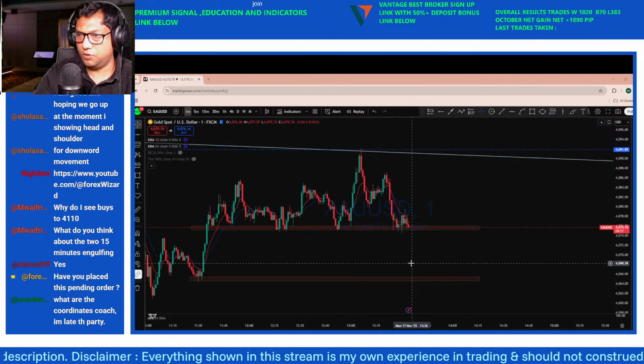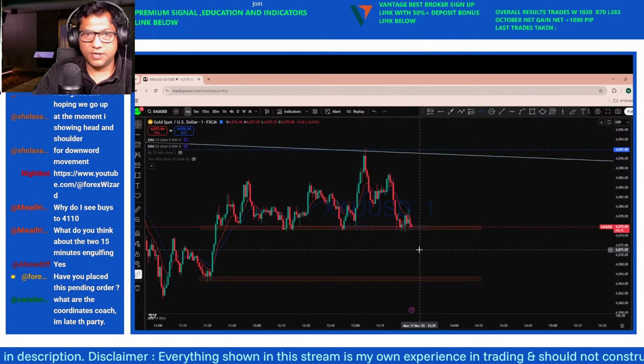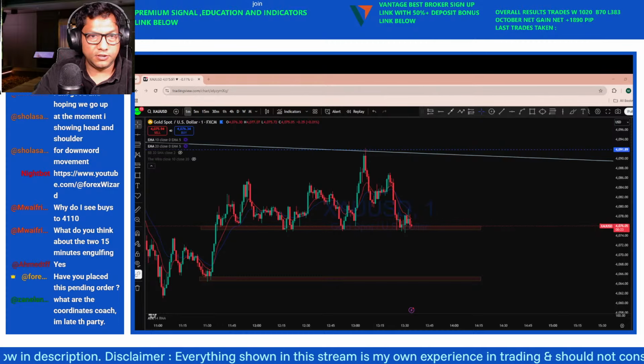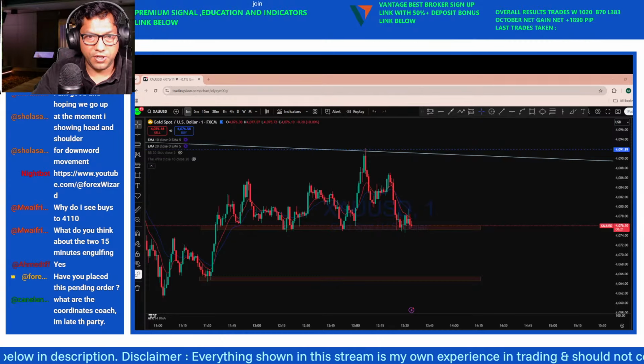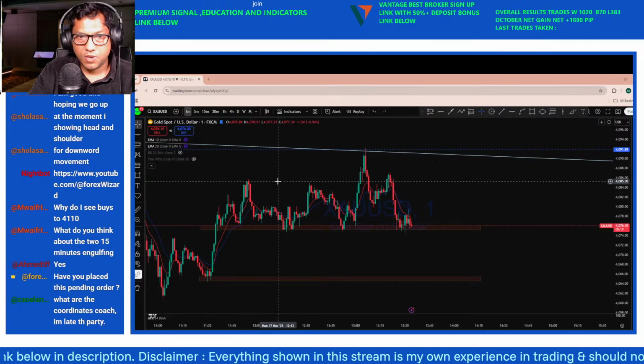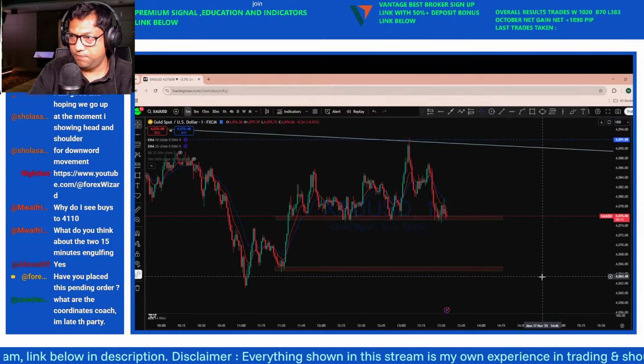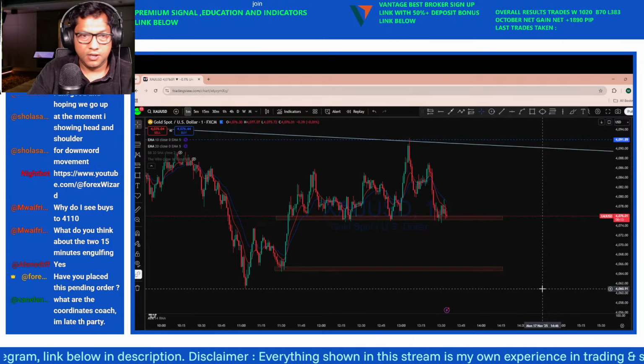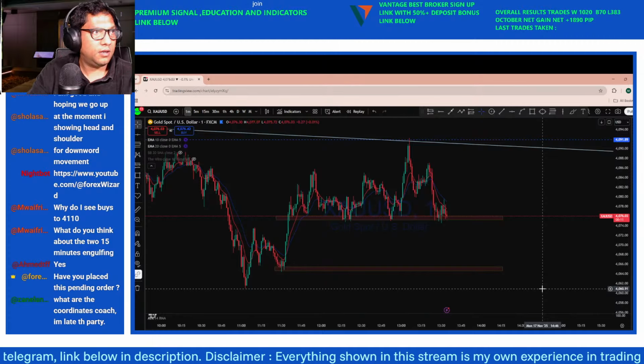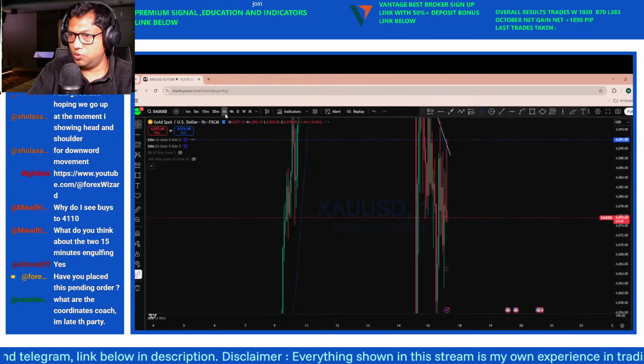There's a potential break of support, and if you look here, it's a significantly bigger fair value gap. Breaking that low could bring the price back below here to this 1 hour support.